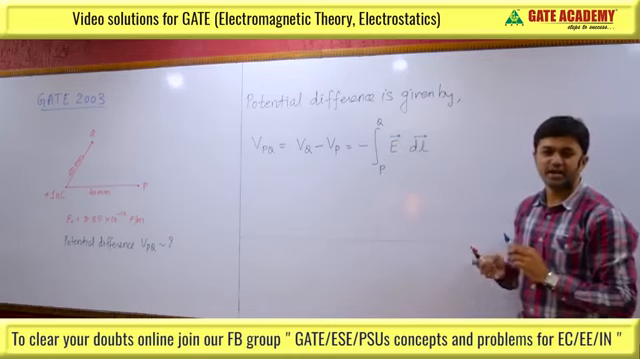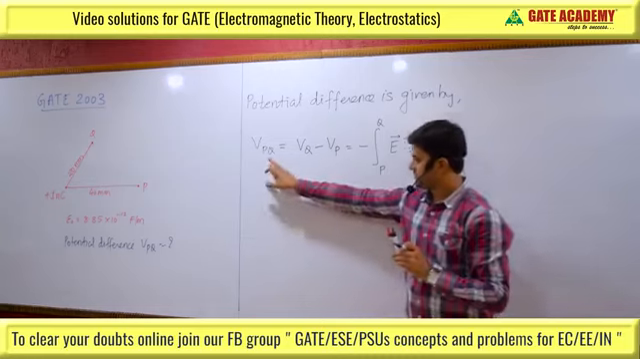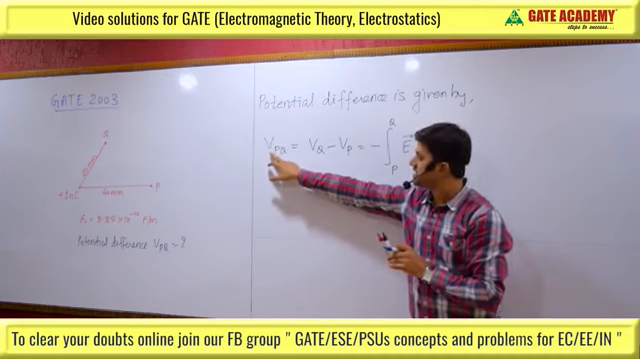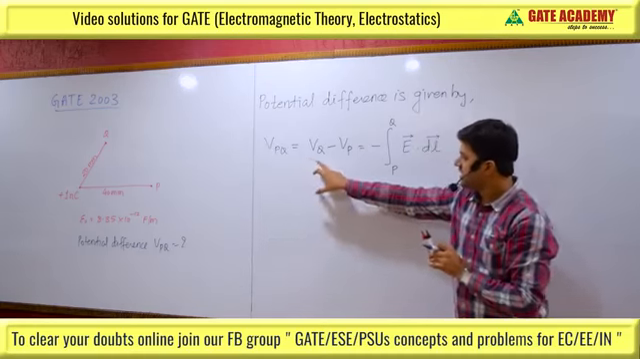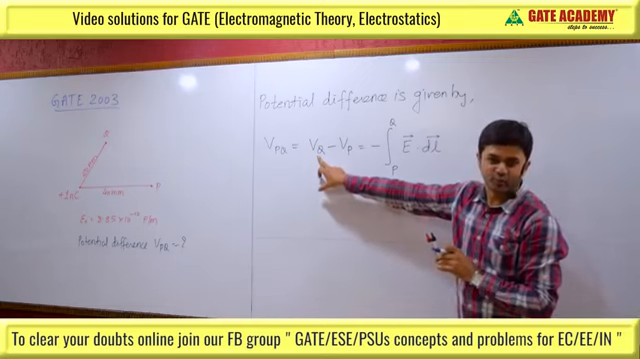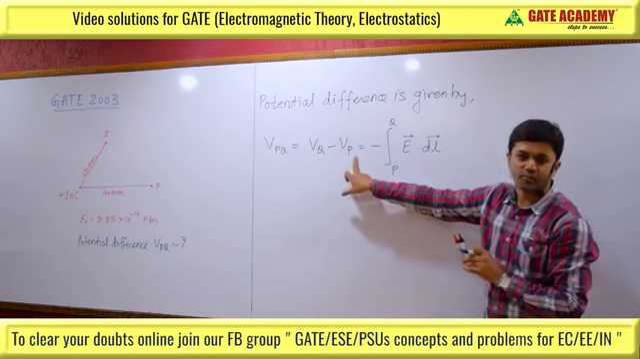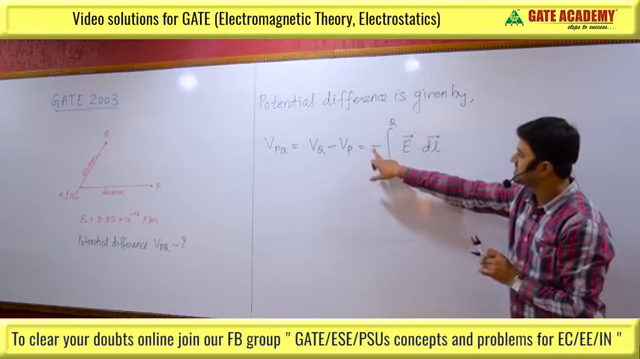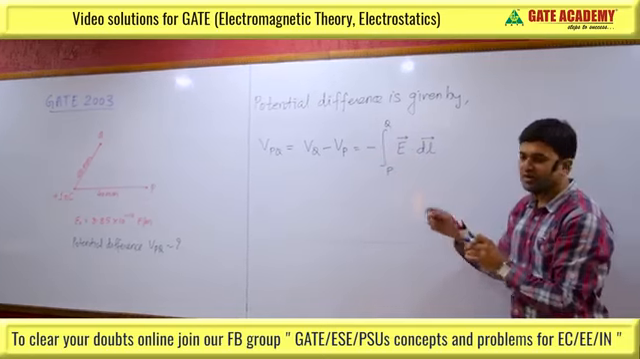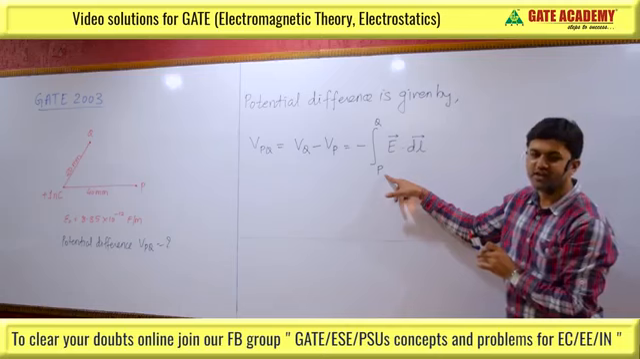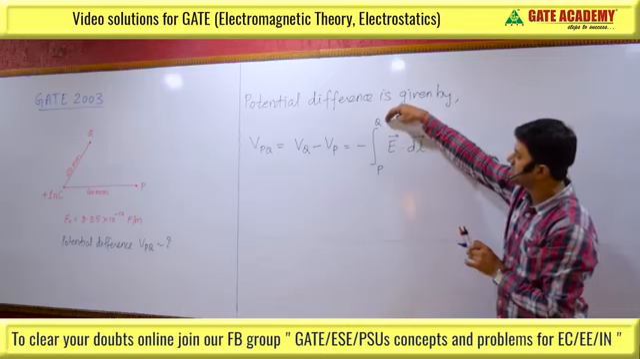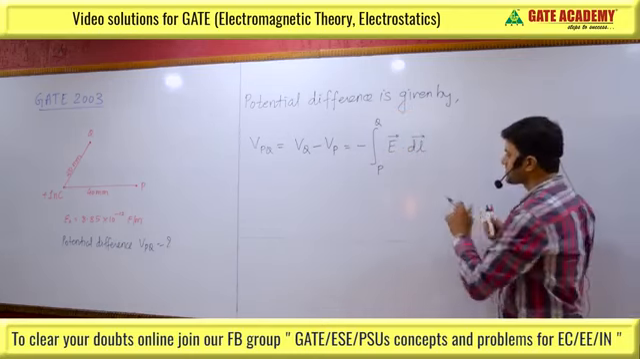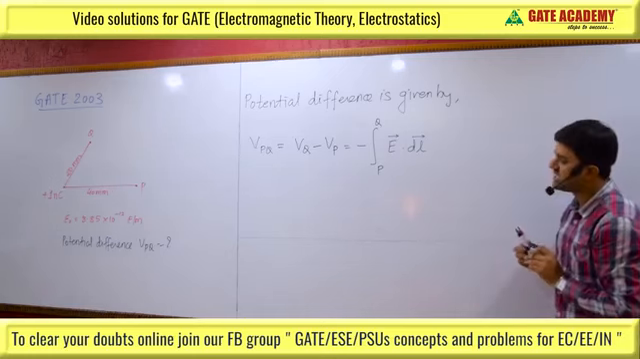The potential difference is given by this relation where, from P to Q, we are moving the point charge from P to Q, then it will create a potential difference between P and Q, and that is nothing but potential at point Q minus potential at point P. And from the electric field also we can calculate, this is minus integration from P to Q, where this is the position vector at point P, and this is the position vector at point Q, meaning the coordinates of P and Q, and electric field and differential length.